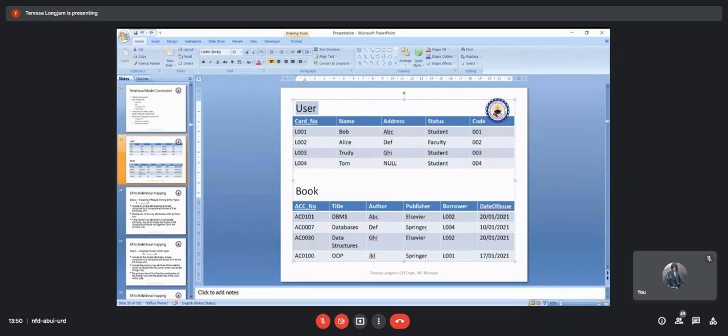That means if you are going to delete this second tuple, you won't be able to delete it from user. You first need to delete these two tuples from the book relation. Only after that will you be able to delete it. Do you get it? Yes, ma'am.